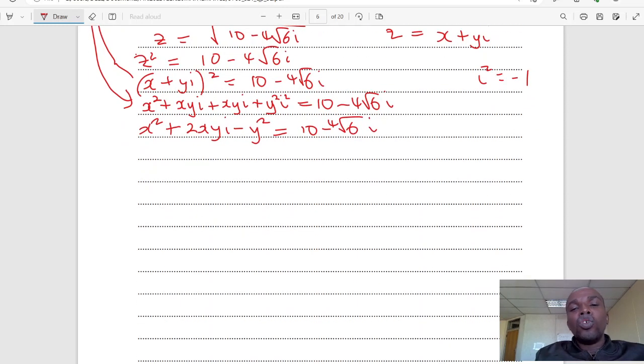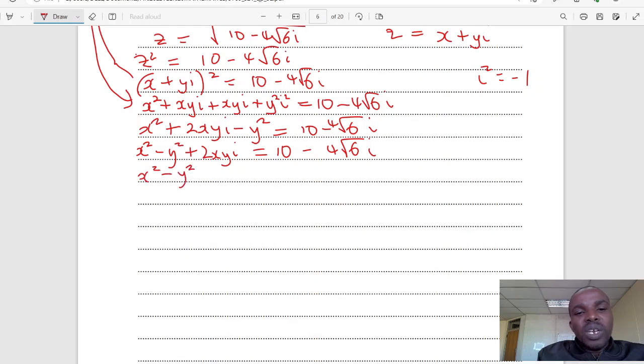Right, now what you have to do, you have to equate the real to real, imaginary to imaginary. But let me collect the real first. It's x squared minus y squared, then plus 2xyi is equal to 10 minus 4 root 6 i. So the real on this left side, x squared minus y squared, must be equal to the real on the right side of our equal sign, which is 10. Then the imaginary, which is 2xy, must be the same as the imaginary on the right side, which is negative 4 root 6.